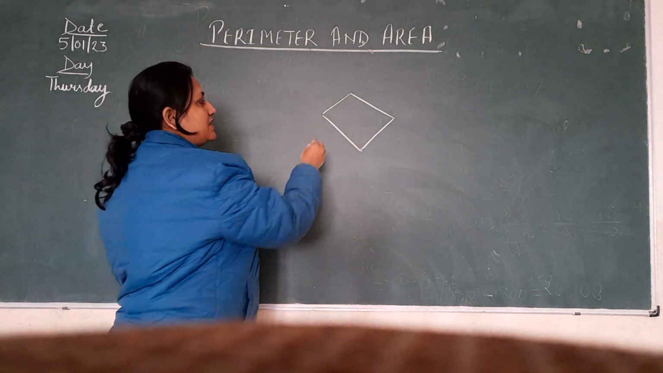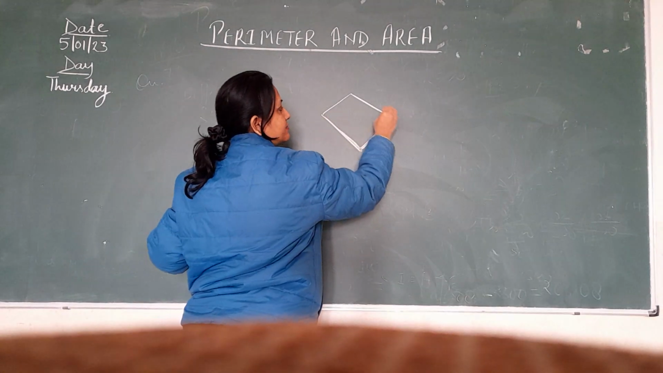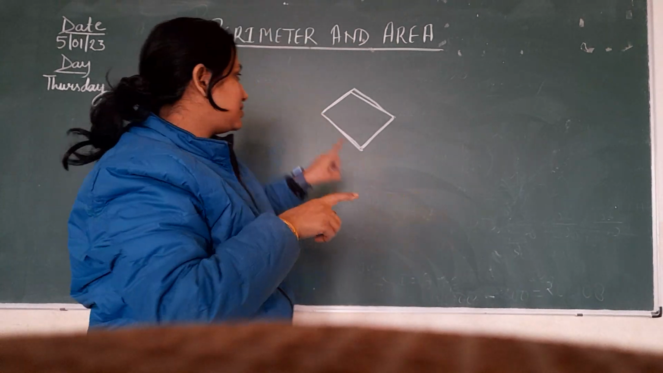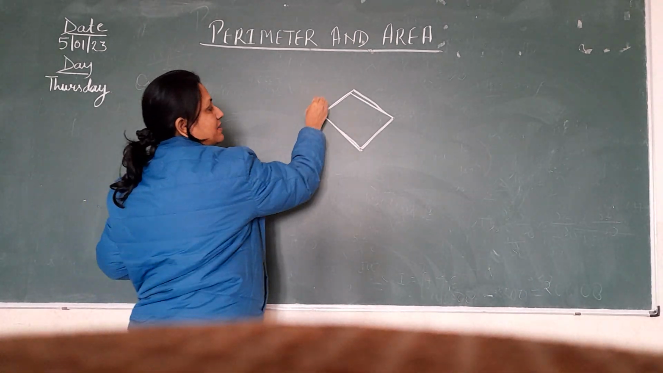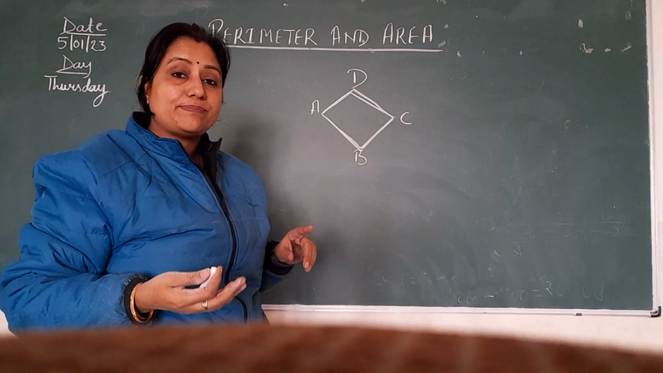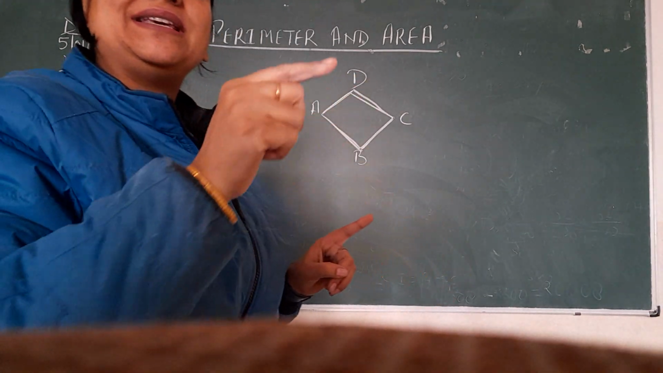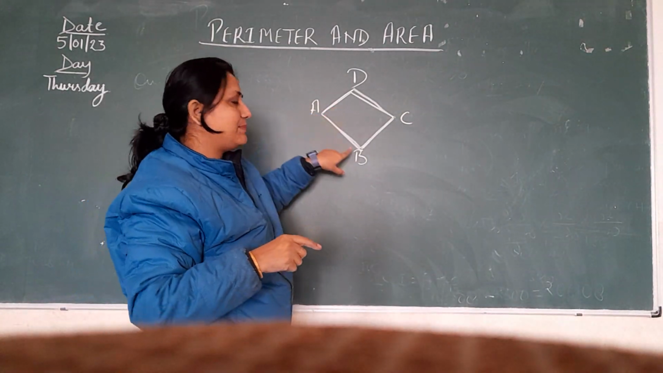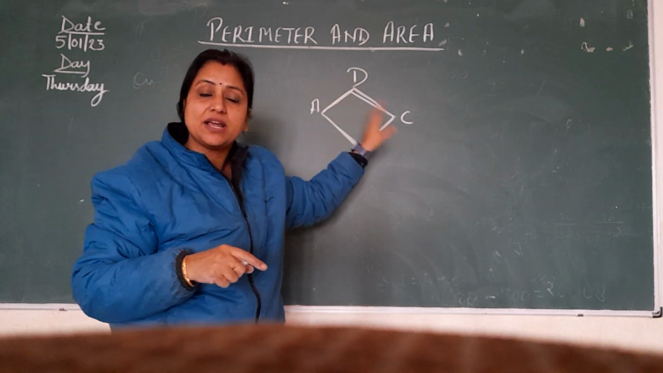If we talk about the perimeter, perimeter means its boundary, the sum of all sides. Okay, so these are the boundaries. Suppose we give them the names A, B, C and D. So if we find the perimeter, it means we add all these sides. Perimeter of this closed figure is AB plus BC plus CD plus DA.